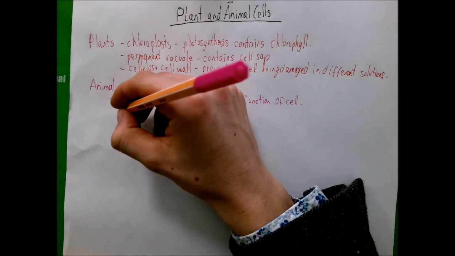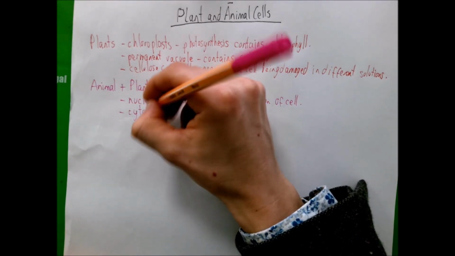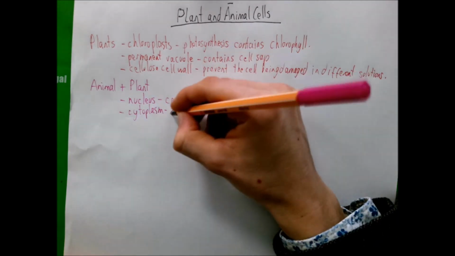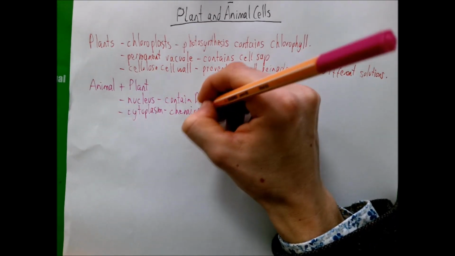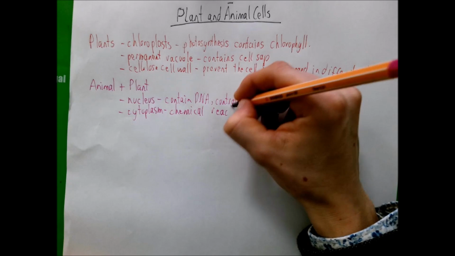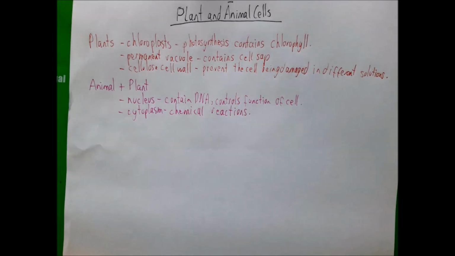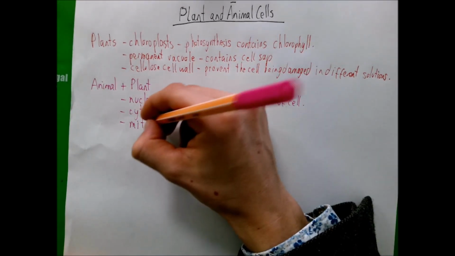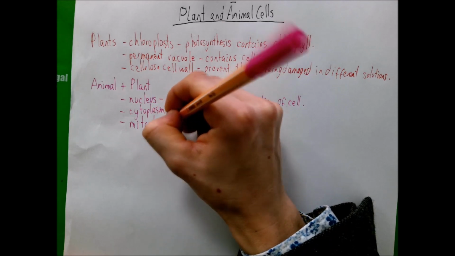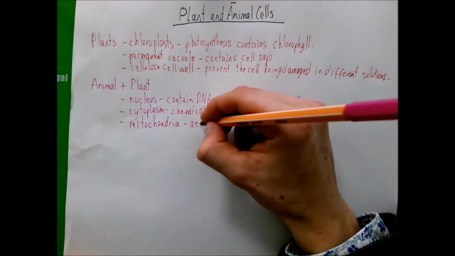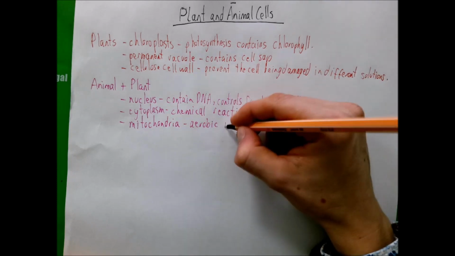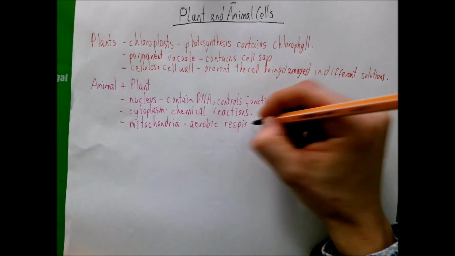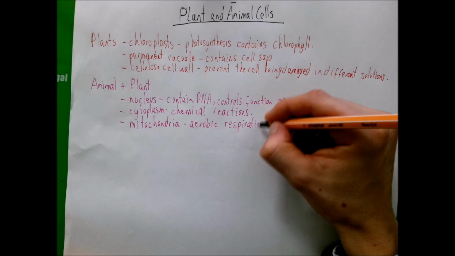As well as the nucleus, they both have cytoplasm, and that's where chemical reactions take place. All the chemical reactions in a cell are known as metabolism. So with respiration, some of it will happen in the cytoplasm, anaerobic respiration. Other parts will happen in our next organelle, which is the mitochondria. The mitochondria are where aerobic respiration takes place. This is where you've got glucose coming in, oxygen coming in, and it's where the vast majority of energy is produced by most cells.